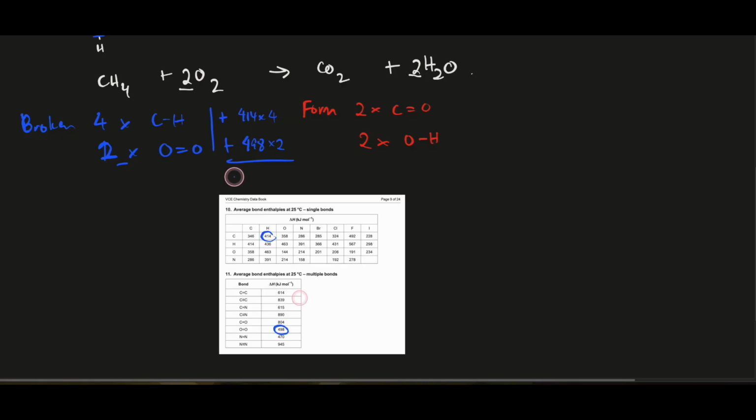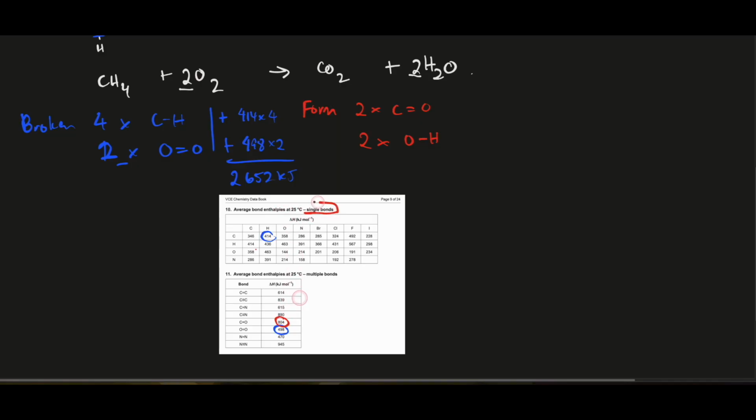We do that on our calculator, and what do we get? We get 2,652 kilojoules of energy. This is how much energy needs to come into the system to break these bonds. Now over here on this side, we've got the C double bond O's. Let's not get confused.